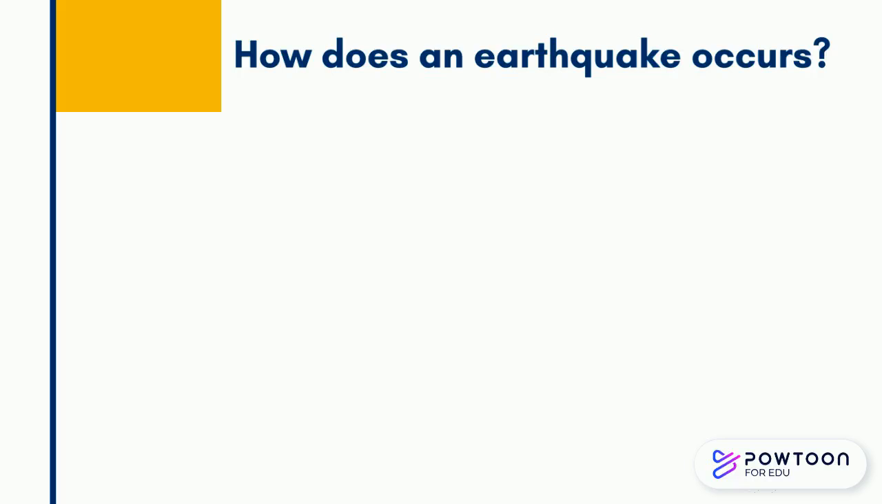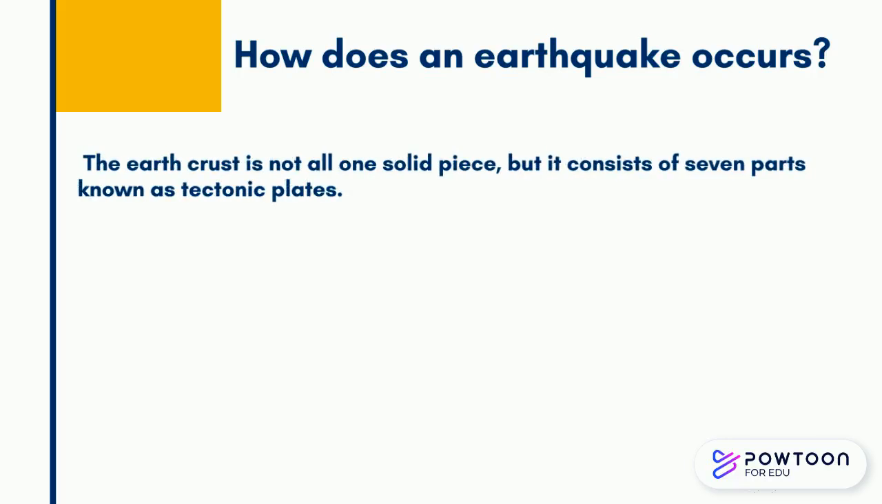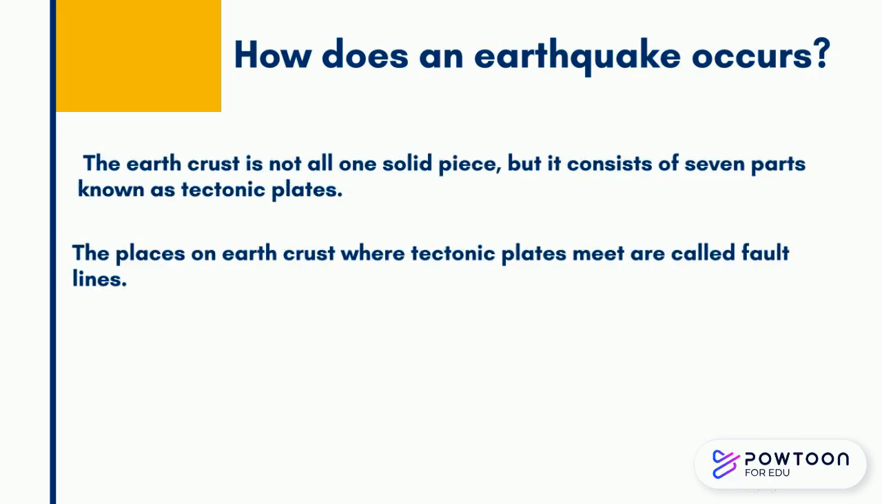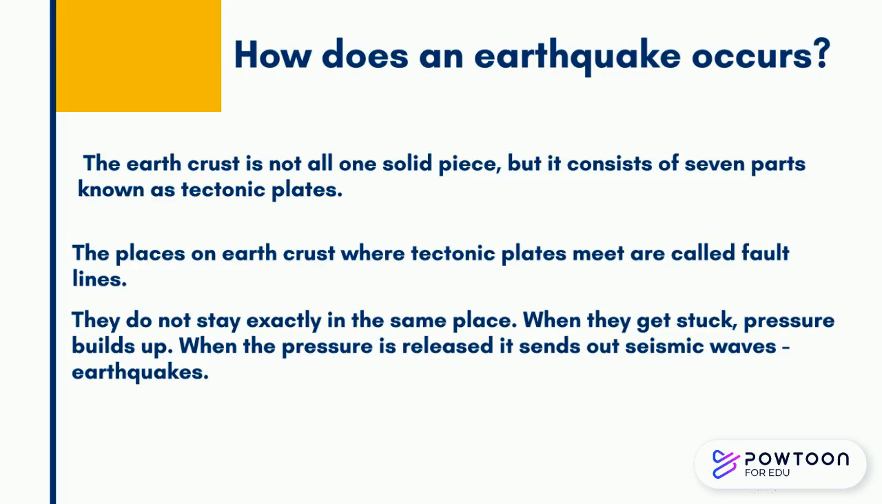The Earth's crust is not all one solid piece. It consists of 7 parts known as tectonic plates. The places on Earth's crust where tectonic plates meet are called fault lines. They do not stay exactly in the same place. When they get stuck, pressure builds up, and when the pressure is released, it sends out seismic waves, causing earthquakes.